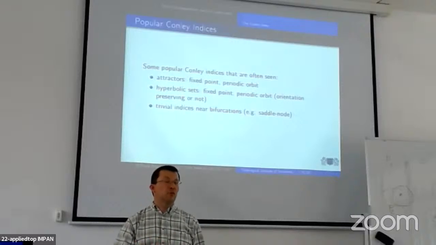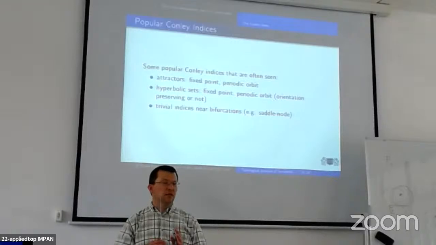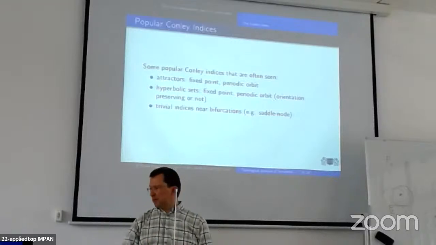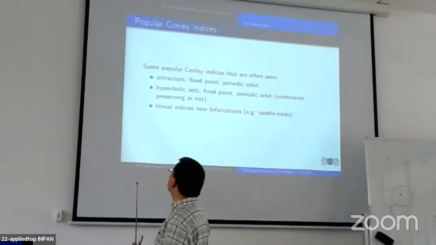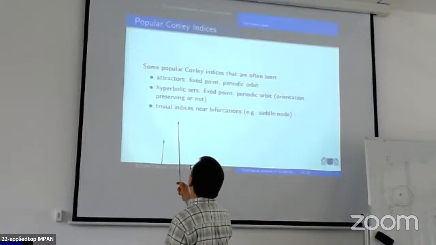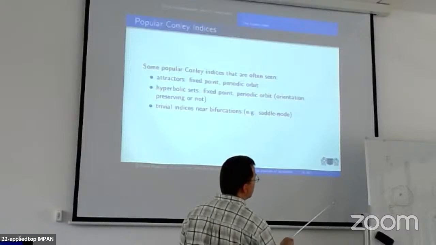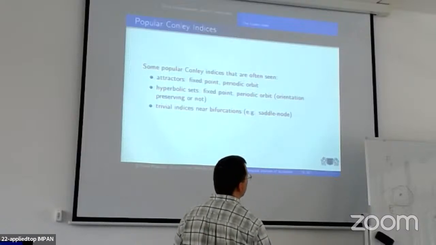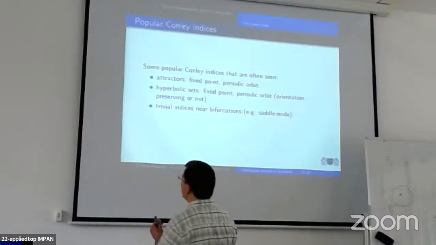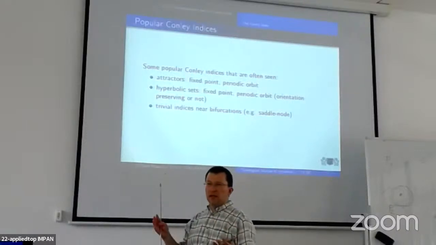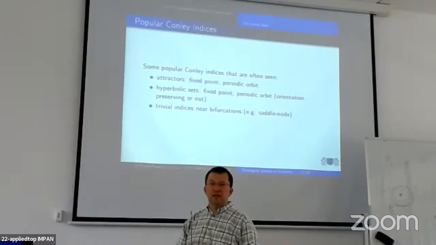Instead, we work with cubical grids. And there we just use projections. It's much faster, but I'm not going to discuss this in more detail here. Some popular indices are very similar to what we have in the case of flows, except in addition to the space, we also have a map on the space.